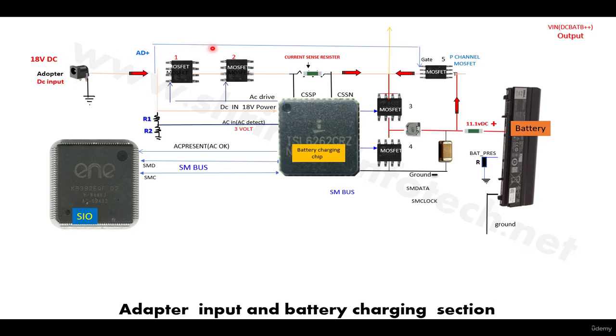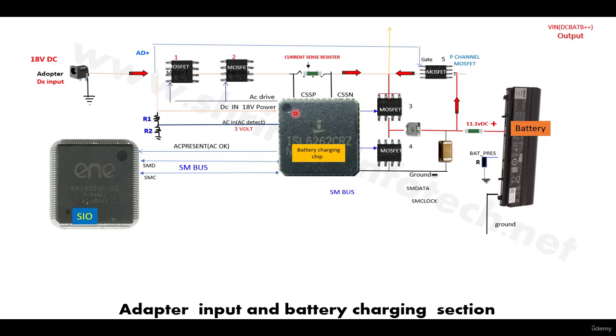And these are the MOSFETs. Here you can find there are a total of 5 MOSFETs: 1, then 2, then 3, then 4, then 5. All these 5 MOSFETs are controlled by this chip called the battery charging chip. The battery charging chip is a chip to control and manage the battery voltage and control both the input and output voltages. The voltage is coming from this side, from the adapter side, and voltage is coming from the battery side also. So it's like a traffic police who manages the traffic.